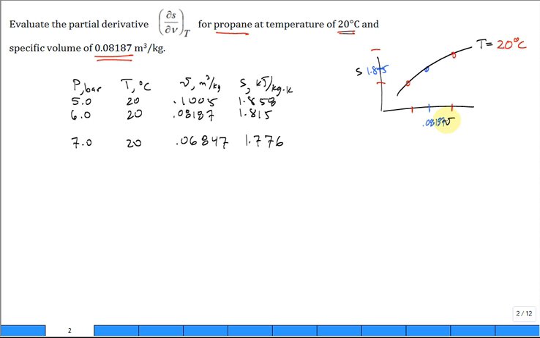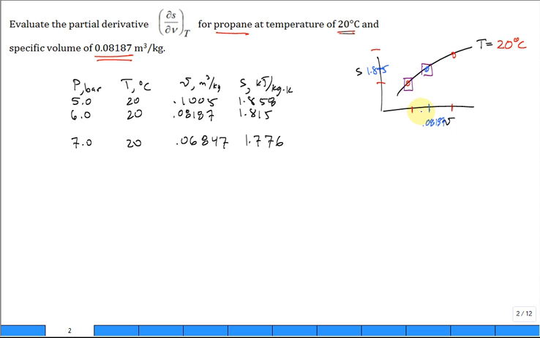Okay? How do I approximate the derivative? Any suggestions? Changing S or changing V? Yeah. You could do it from just using these two points right here. True? So it's the change in S divided by the change in V.